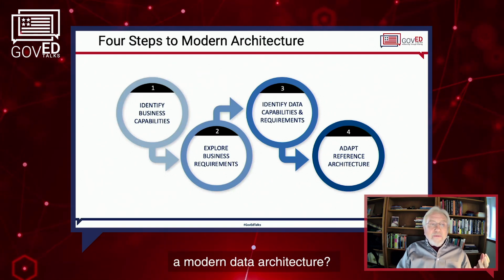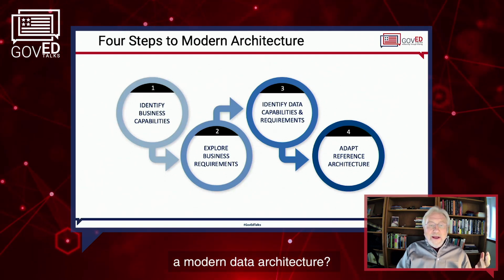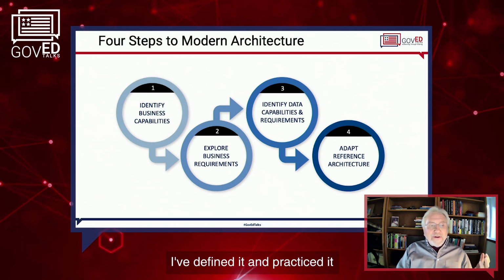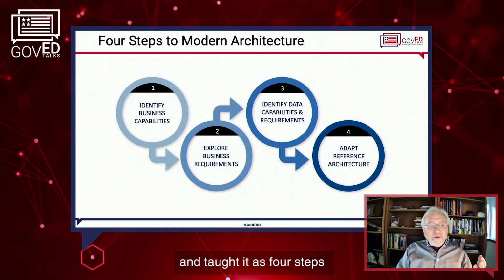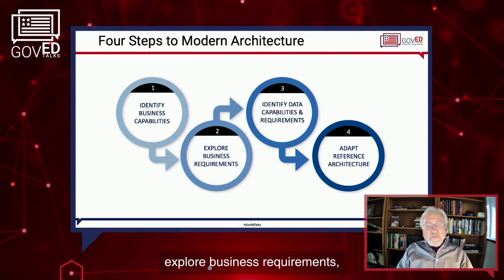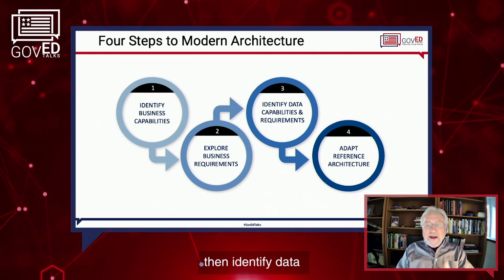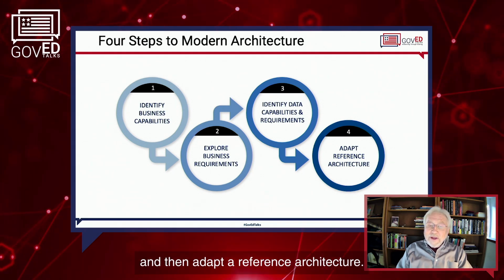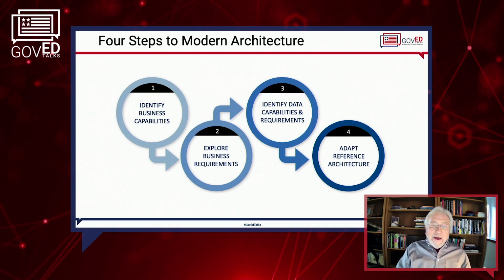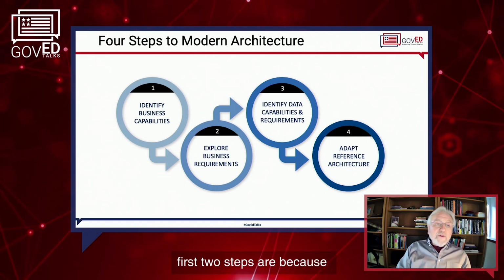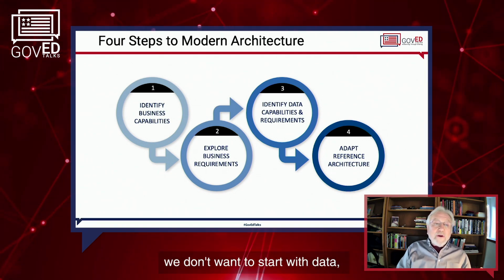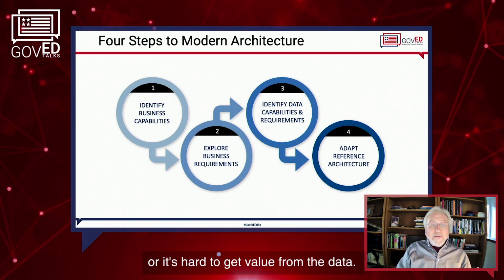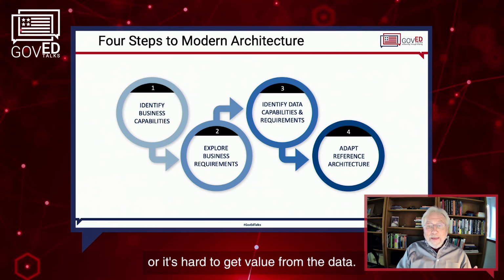So how do we get to a modern data architecture? I've defined it and practiced it and taught it as 4 steps. Identify business capabilities, explore business requirements, then identify data capabilities and requirements, and then adapt a reference architecture. At a high level, I'd say the first 2 steps are because we don't want to start with data, we want to start with business. Data before business, or it's hard to get value from the data.